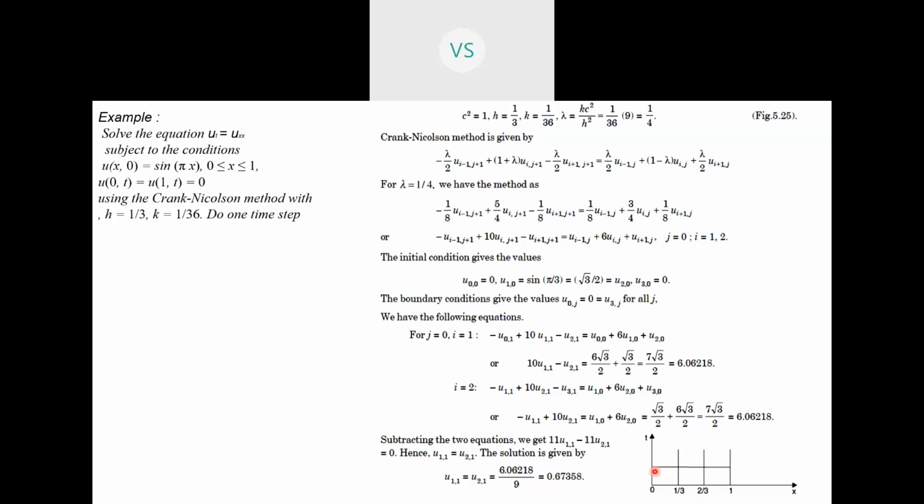Now here again j is equal to 0, i is equal to 2. Here j is equal to 0, i is equal to 2. Now at this point you have to find out the solution. For this you'll have to consider this point, this point, this point, this point, and this point. So this point and this point are the neighboring points, and this point and this point are the previous points. This point's value you are knowing, and from that you can obtain the value at this point. Like this you have to proceed further to obtain the value of each and every point.